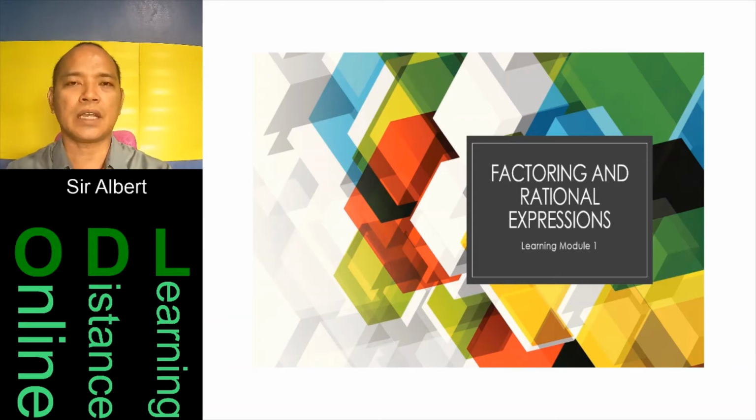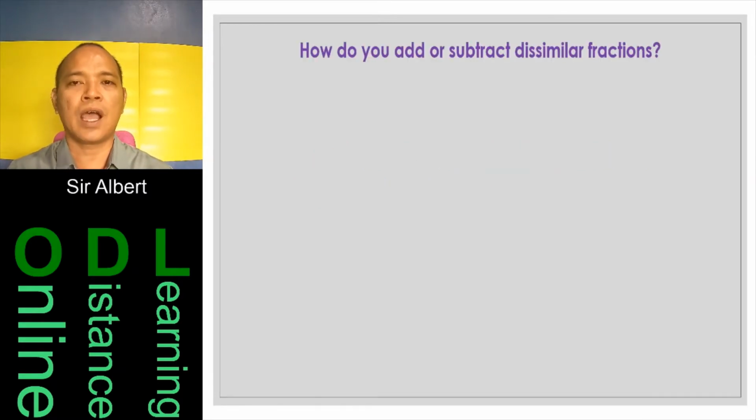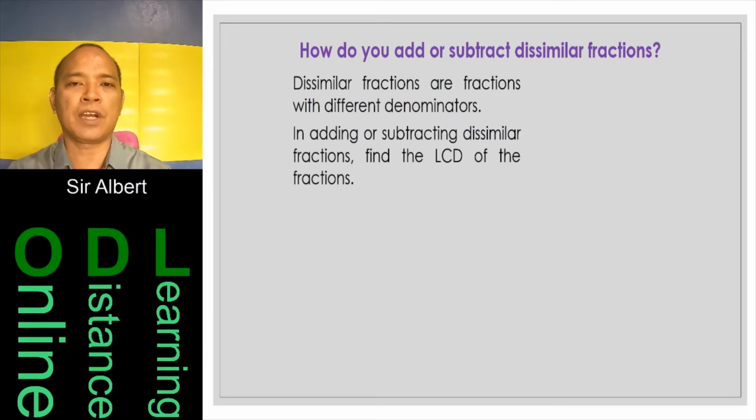In this next series of videos, we're going to take a look at how you add or subtract dissimilar rational expressions. Before we discuss this, we take a look at first how you add or subtract dissimilar ordinary fractions. When we speak of dissimilar fractions, these are fractions with different denominators. In adding or subtracting dissimilar fractions, we first find the least common denominator, or the LCD of the fractions.